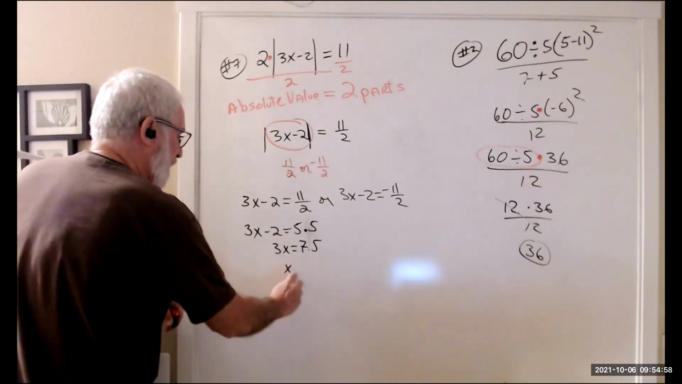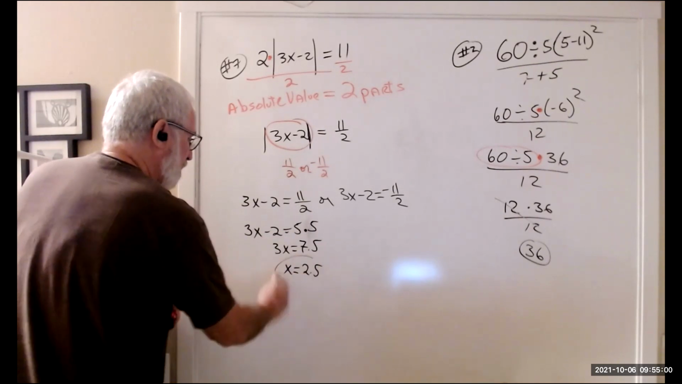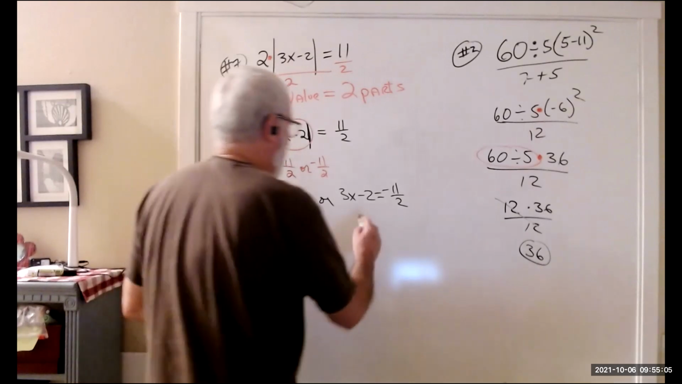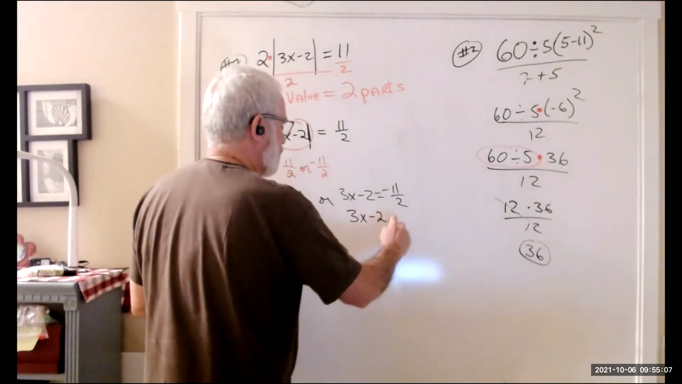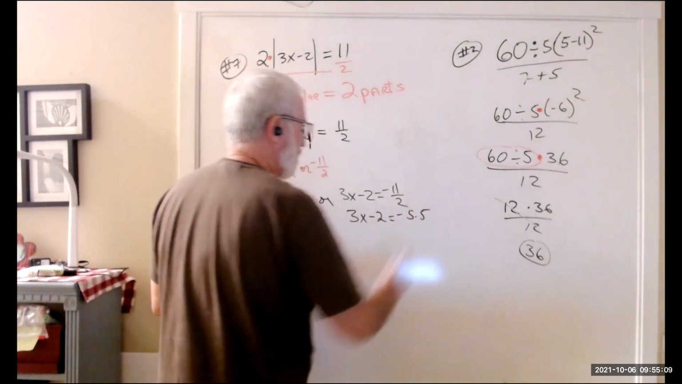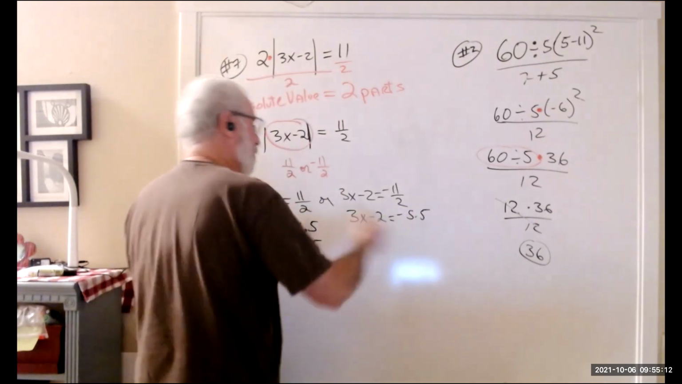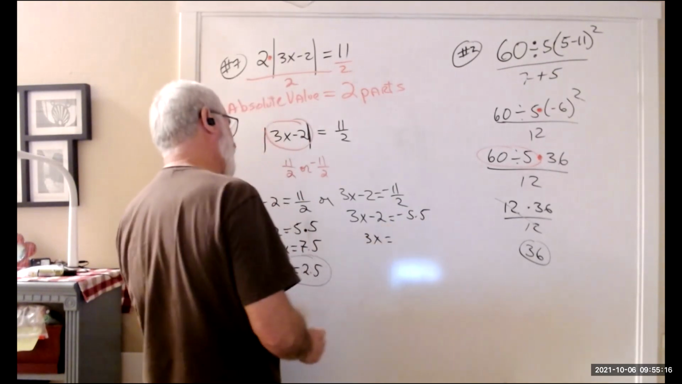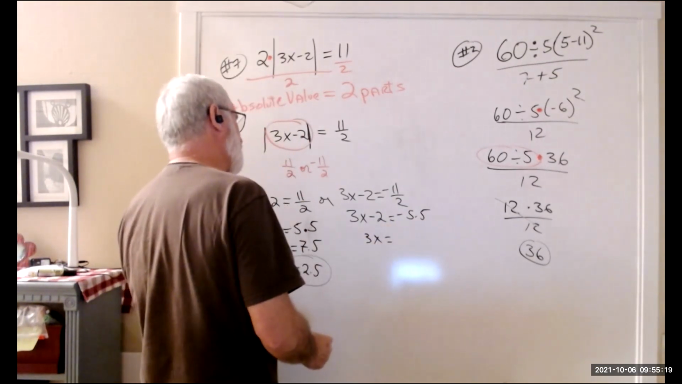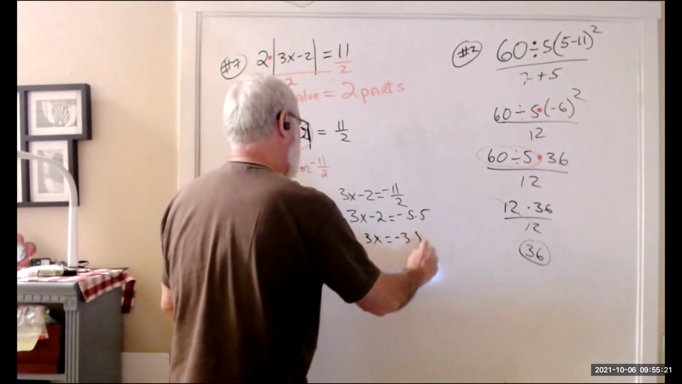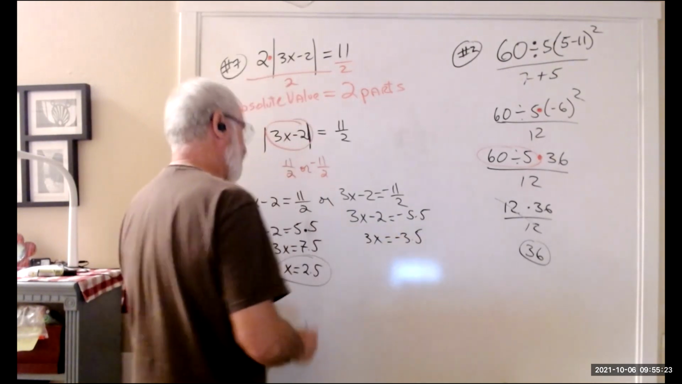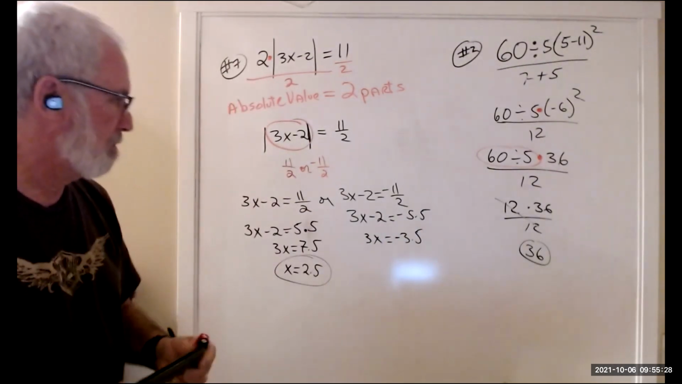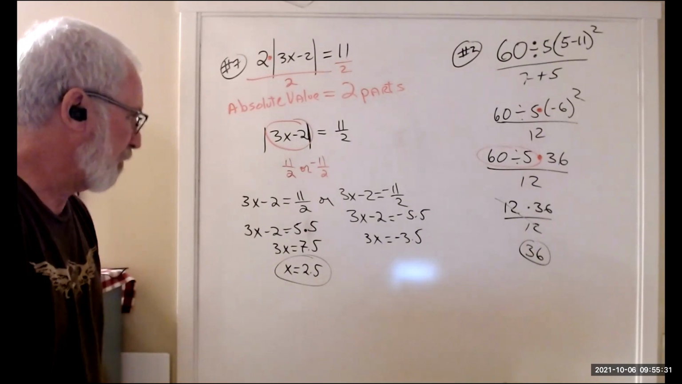Divide by 3, x is 2.5. Okay, that's one of your answers. Or, okay, 3x minus 2 equals negative 5.5. So, if you add 2, I think you get negative 3.5, I think. Is that right? I better take my calculator. I'm pretty sure it's negative 3.5.